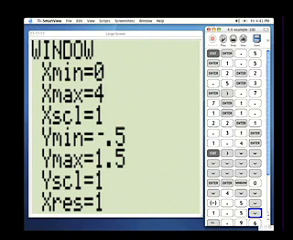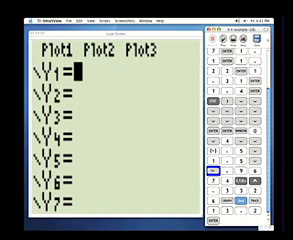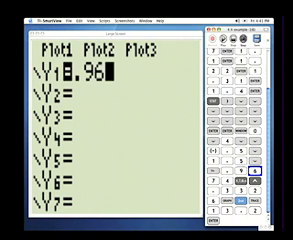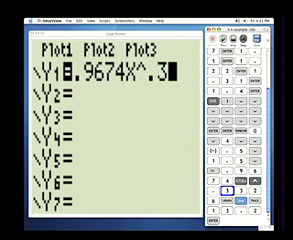Now we need to click on the y equals key so that we can enter that equation that the calculator just did in the power regression. So that's y1 is going to equal 0.9674 times x raised to the power 0.3326.